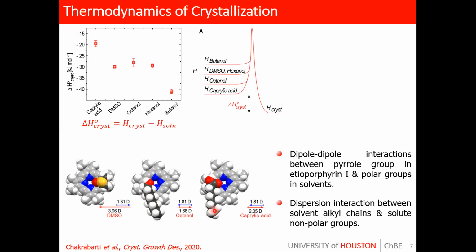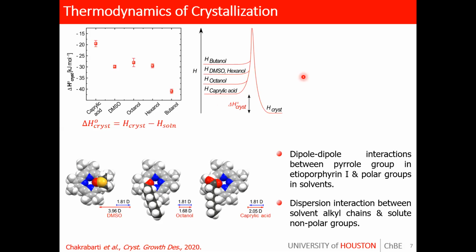While in caprylic acid, which has a substantial dipole moment when compared to the alcohol, and also a long aliphatic chain, which has dispersion interaction with the nonpolar part of the solute shown here in gray, it has the highest interaction and hence the lowest solution enthalpy.